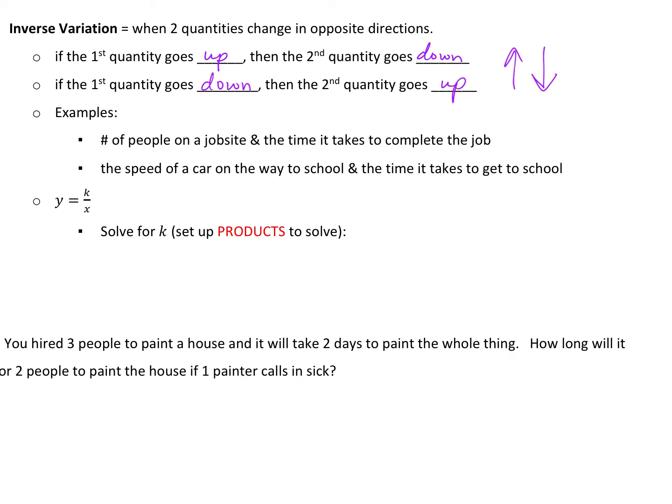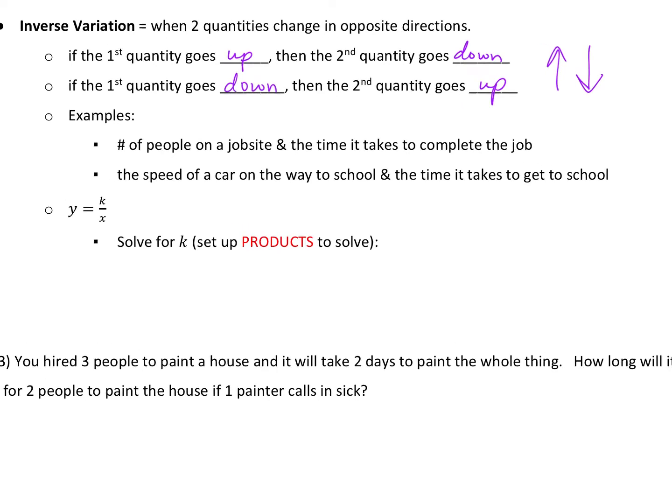Another one, the speed of a car on your way to school and the amount of time it takes you to get to school. Might not always work, right? If you go real fast, you get a ticket, and then it's going to take you twice as long to get to school. But the idea is, if you're driving 25 miles an hour, it's going to take you however long, depending on how far you live. But if you drive 50 miles an hour, you should get there a lot quicker because you went faster, right? Speed is going up, time's going down.